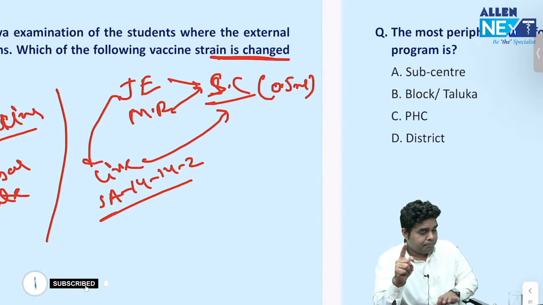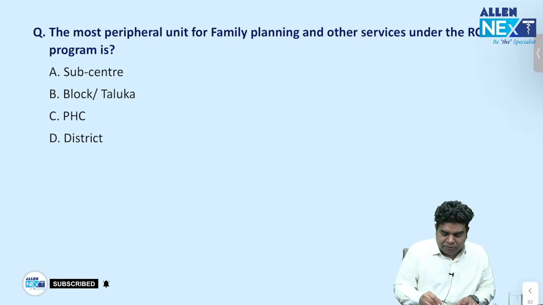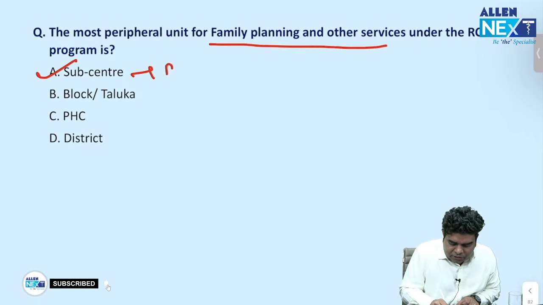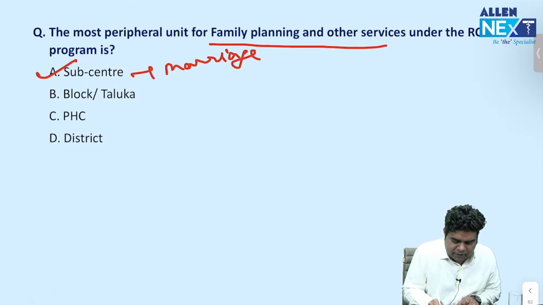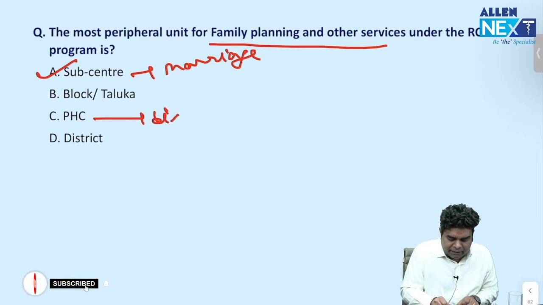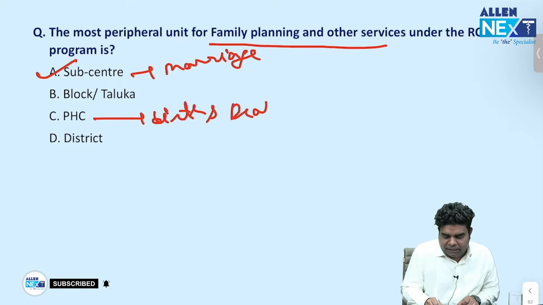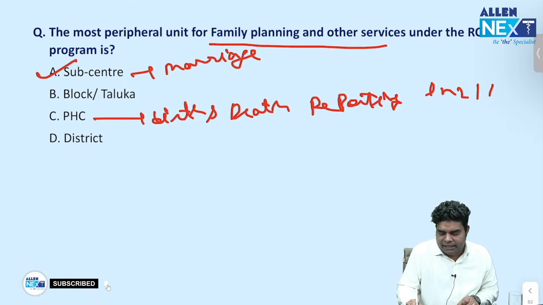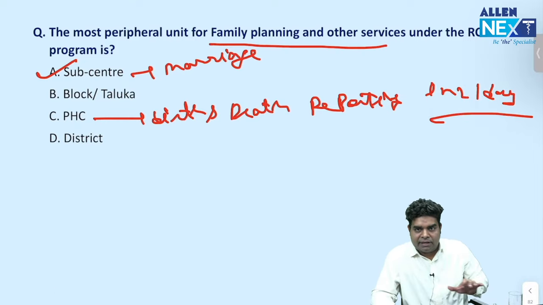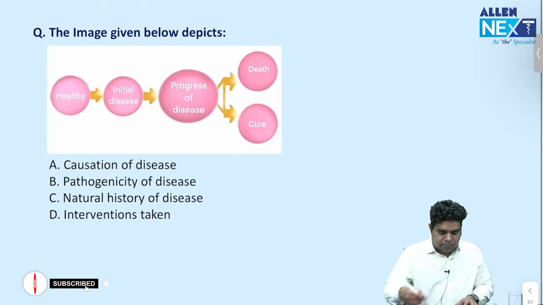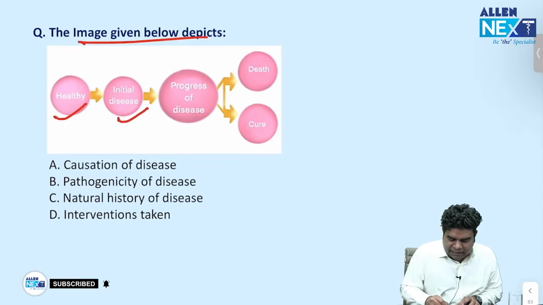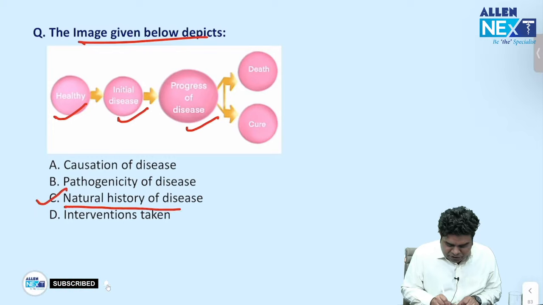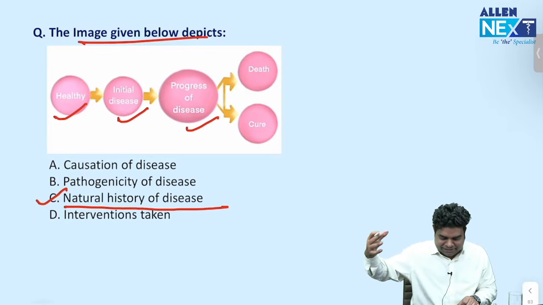Okay. The most peripheral unit of family planning services, that is the subcenter. If they ask where do you report marriage, subcenter. Where do you report birth and death? That is PHC. And birth and death reporting should be done in 21 days. And that is the Birth and Death Registration Act. This image is showing healthy, then initial disease, progress of disease, death and cure. Of course, that is the natural history of disease, how the disease progresses.